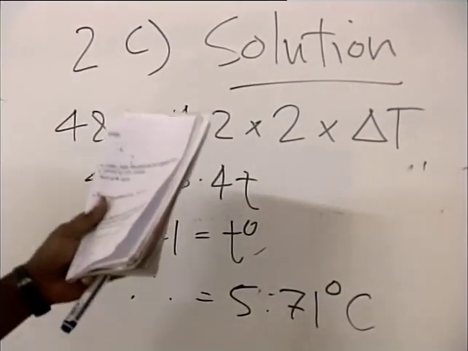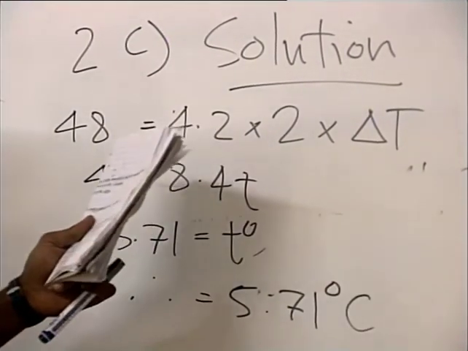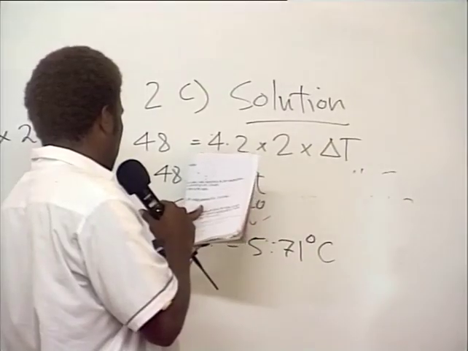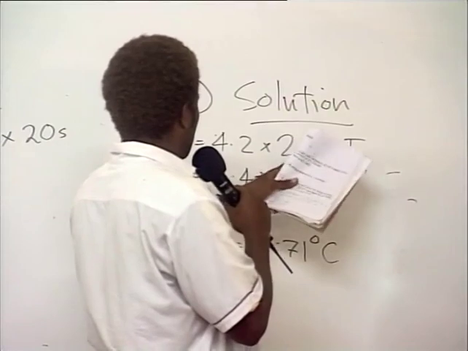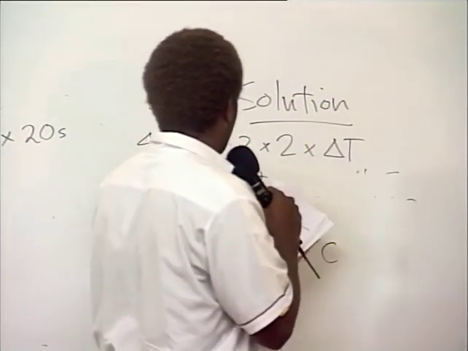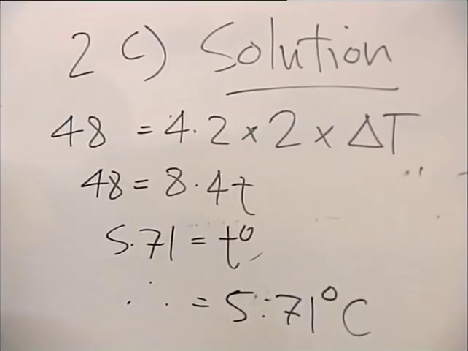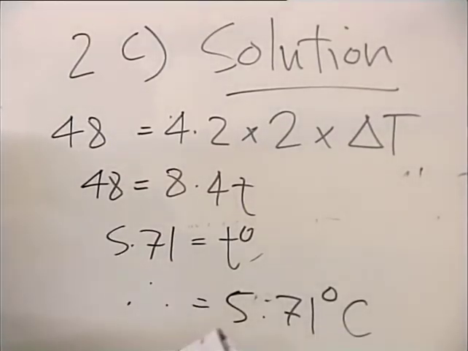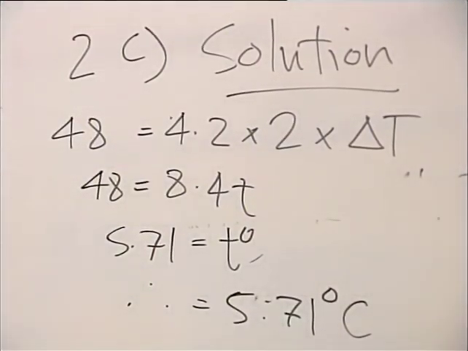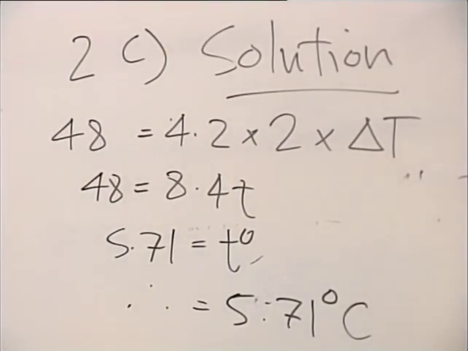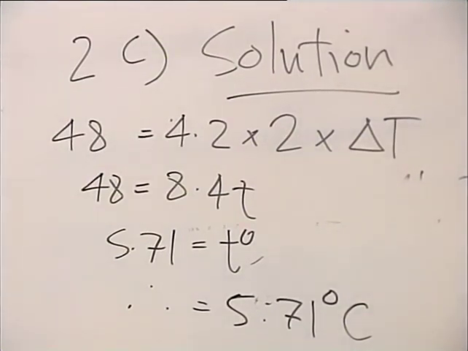It takes 4.2 kilojoules to raise the temperature of 1 kg of water by 1 degree Celsius, so it takes 4.2 times 2 to find the temperature of the water. 48 is the energy, and therefore the temperature is 5.71 degrees Celsius. Right, good. The answer would be 5.71 degrees Celsius. So that is the amount of heat that was given to the water, 2 kilograms of water.